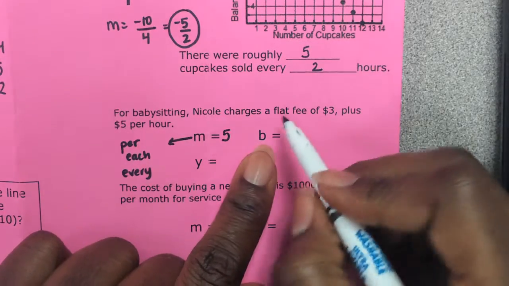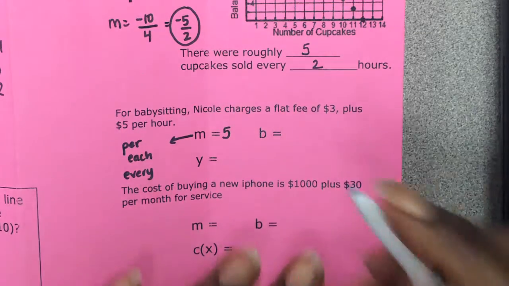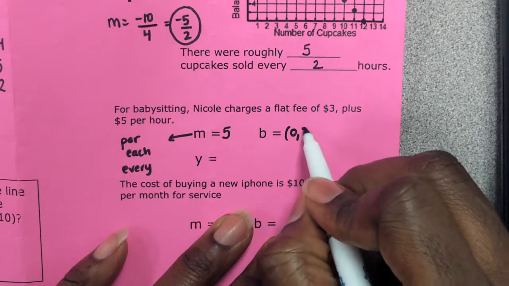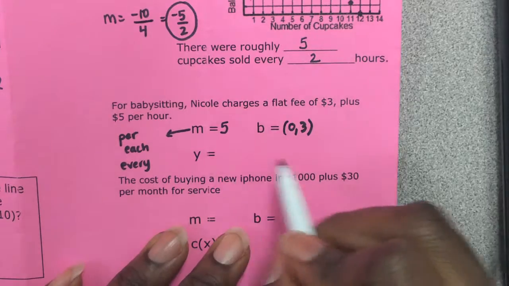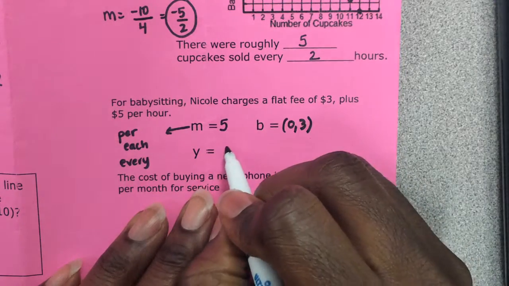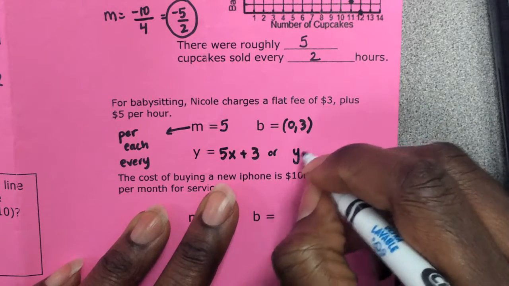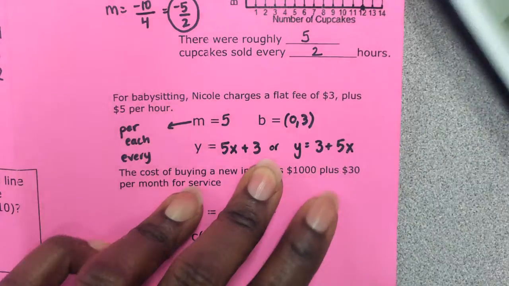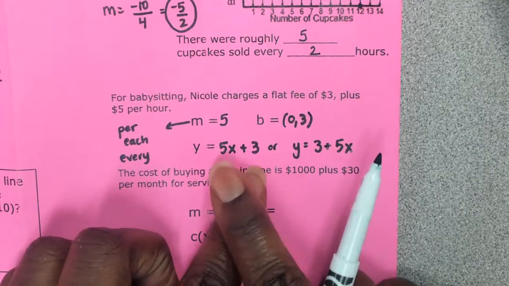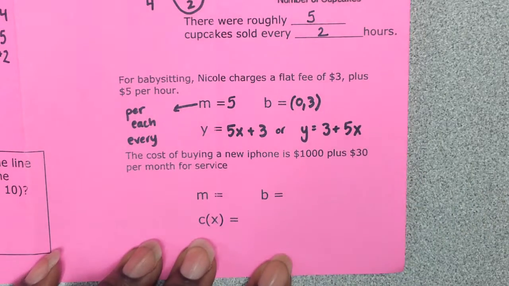And the B is also the same thing as the flat fee, or how much does she charge in the beginning. So the B is 0,3. If I'm putting everything together to write my equation, it's definitely going to be 5 with the slope x plus $3. Or you can write it as 3 plus 5x. Remember, they might try to flip the m and the b on you. Just be careful if they try to do that.